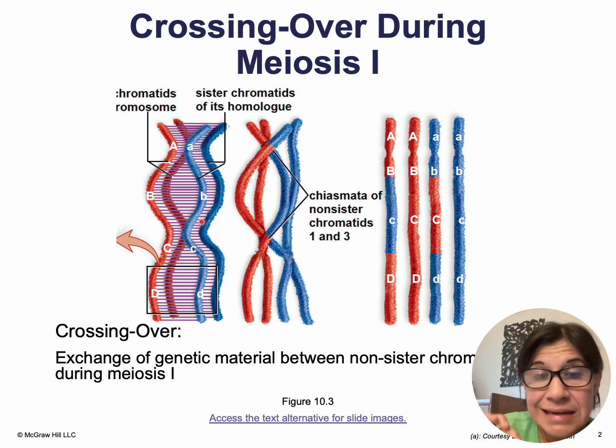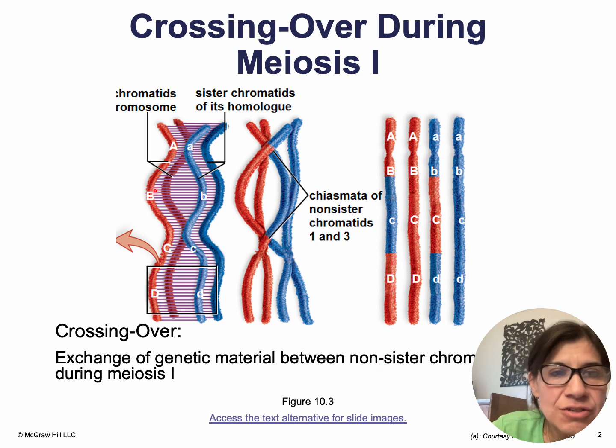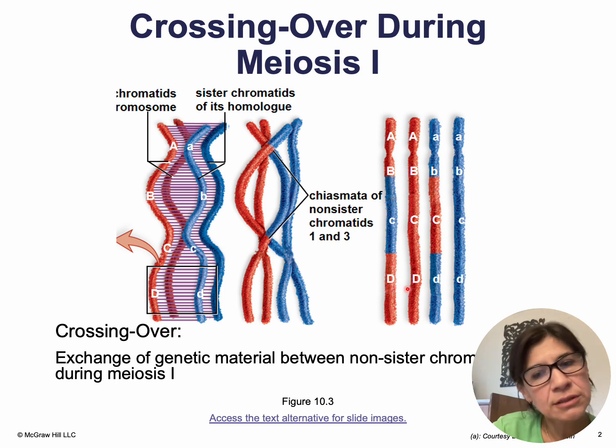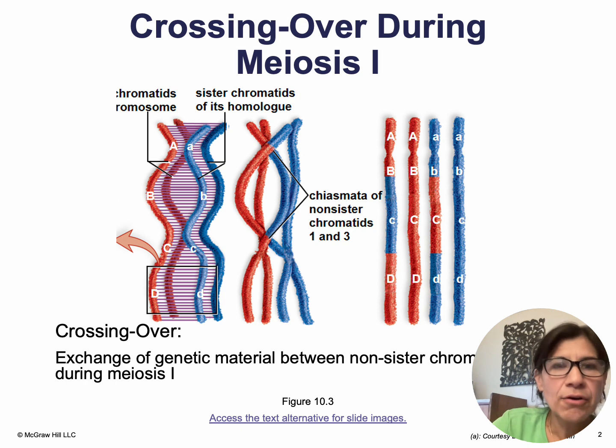The reason they say non-sister chromatids is because sister chromatids are from one duplicated chromosome. So here the exchange is happening between a sister chromatid from one duplicated chromosome and a sister chromatid from another duplicated chromosome. So you end up with this new combination of genes along the chromosome.